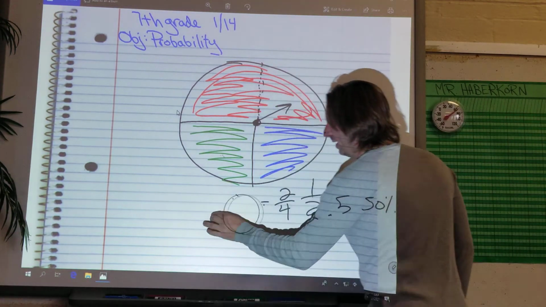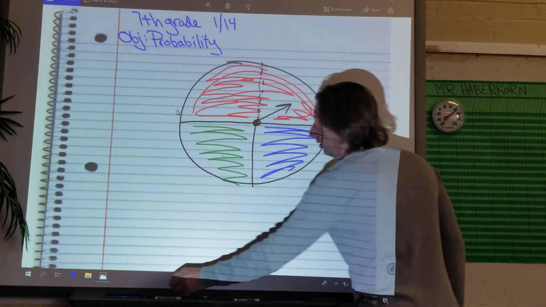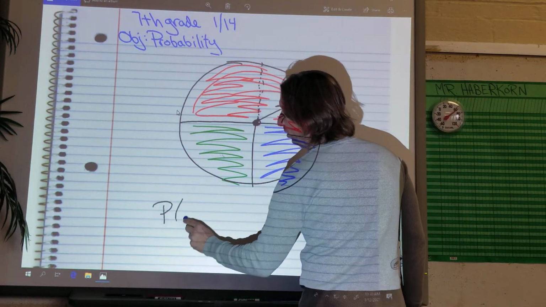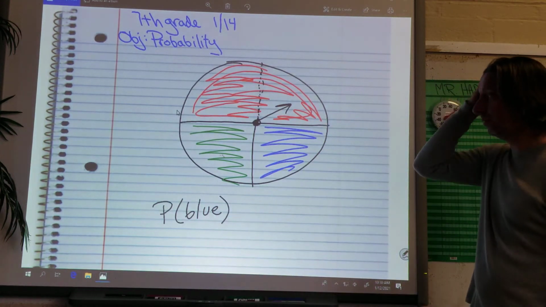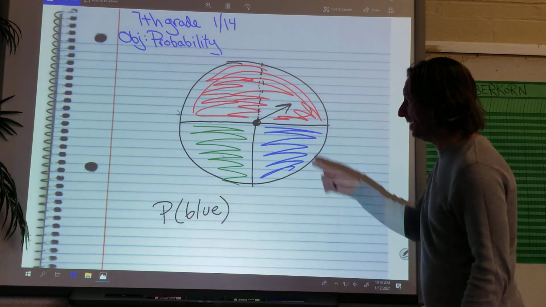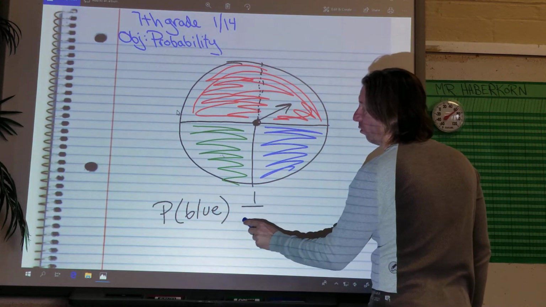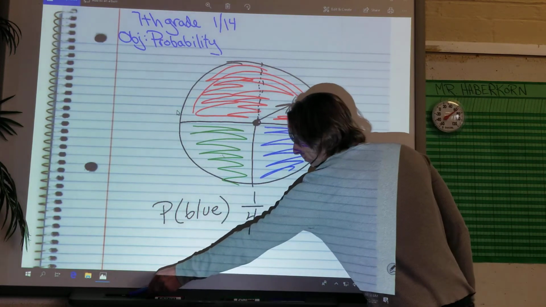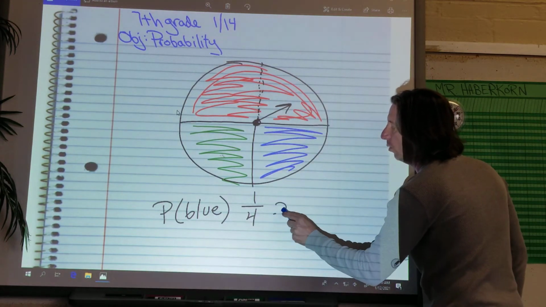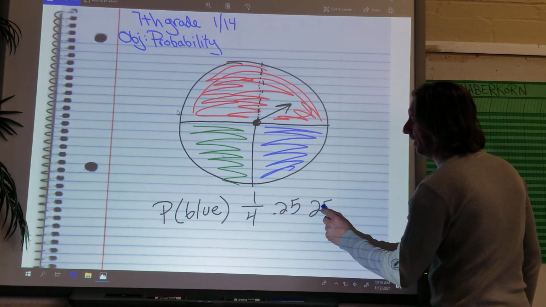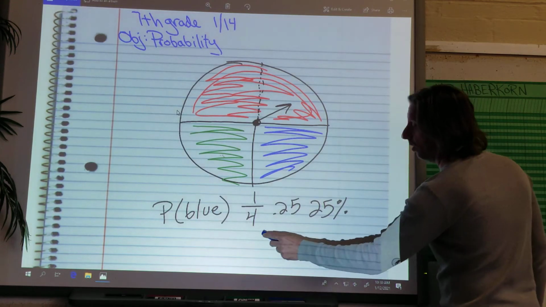So now looking at it, if I said, what is the probability of blue? I'm not going to say 1/3, because once they're all the same size, blue is actually 1/4, right? Okay, which is 0.25, 25%.